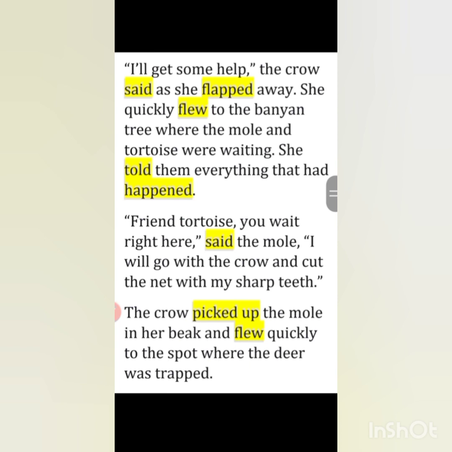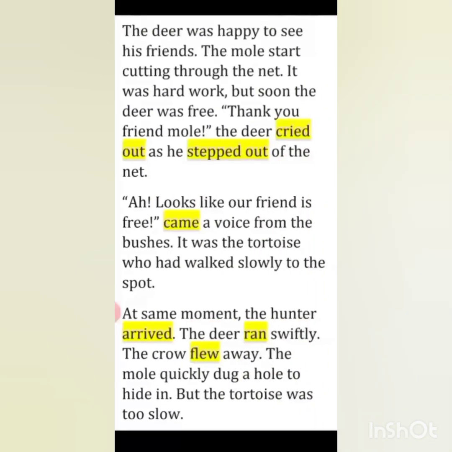Friend tortoise, you wait right here, said the mole. I will go with the crow and cut the net with my sharp teeth. The crow picked up the mole in her beak and flew quickly to the spot where the deer was trapped. The deer was happy to see his friends.